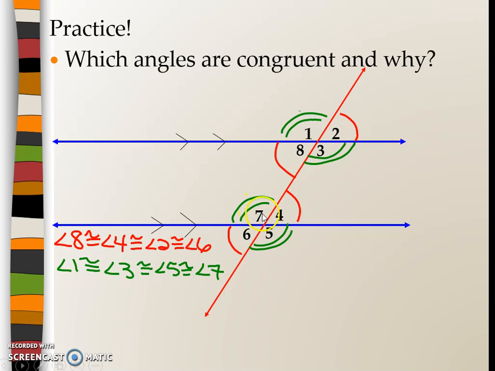7 and 5 are congruent. So if 1 and 3 are congruent, 7 and 5 are congruent. They're all congruent to each other. So if this is 150, this is 150, this is 150, this is 150, because they are corresponding angles. Corresponding angles are congruent. And vertical angles, these are also vertical angles, they're all congruent. So all the greens are all congruent.